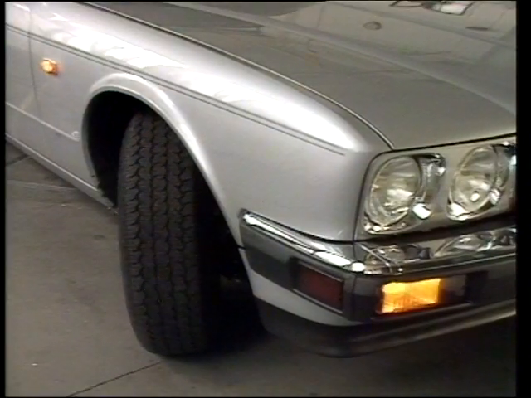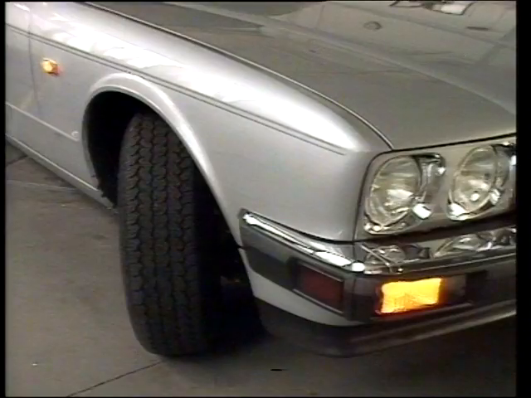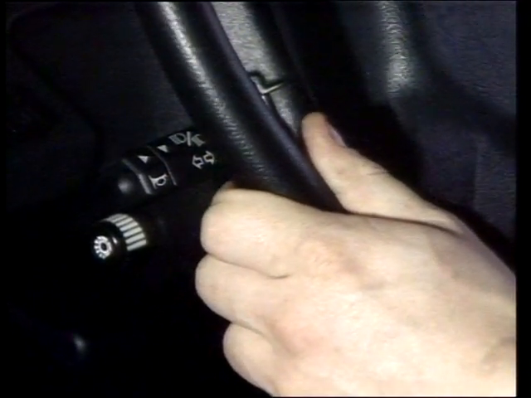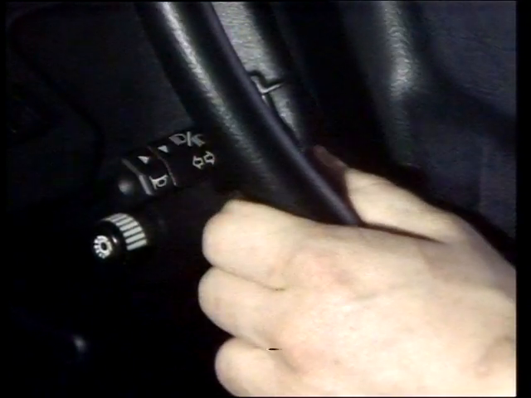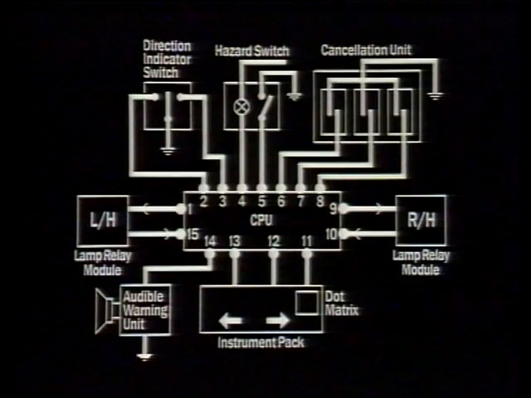Now that you've seen how the CPU activates and cancels the right-hand lamp relay module, the arrow on the instrument pack, and the audible warning unit, you should be able to state the switching and CPU procedure for a left-hand turn. The driver presses the indicator switch downwards and makes a connection to earth. The CPU will detect a signal. On which pin?